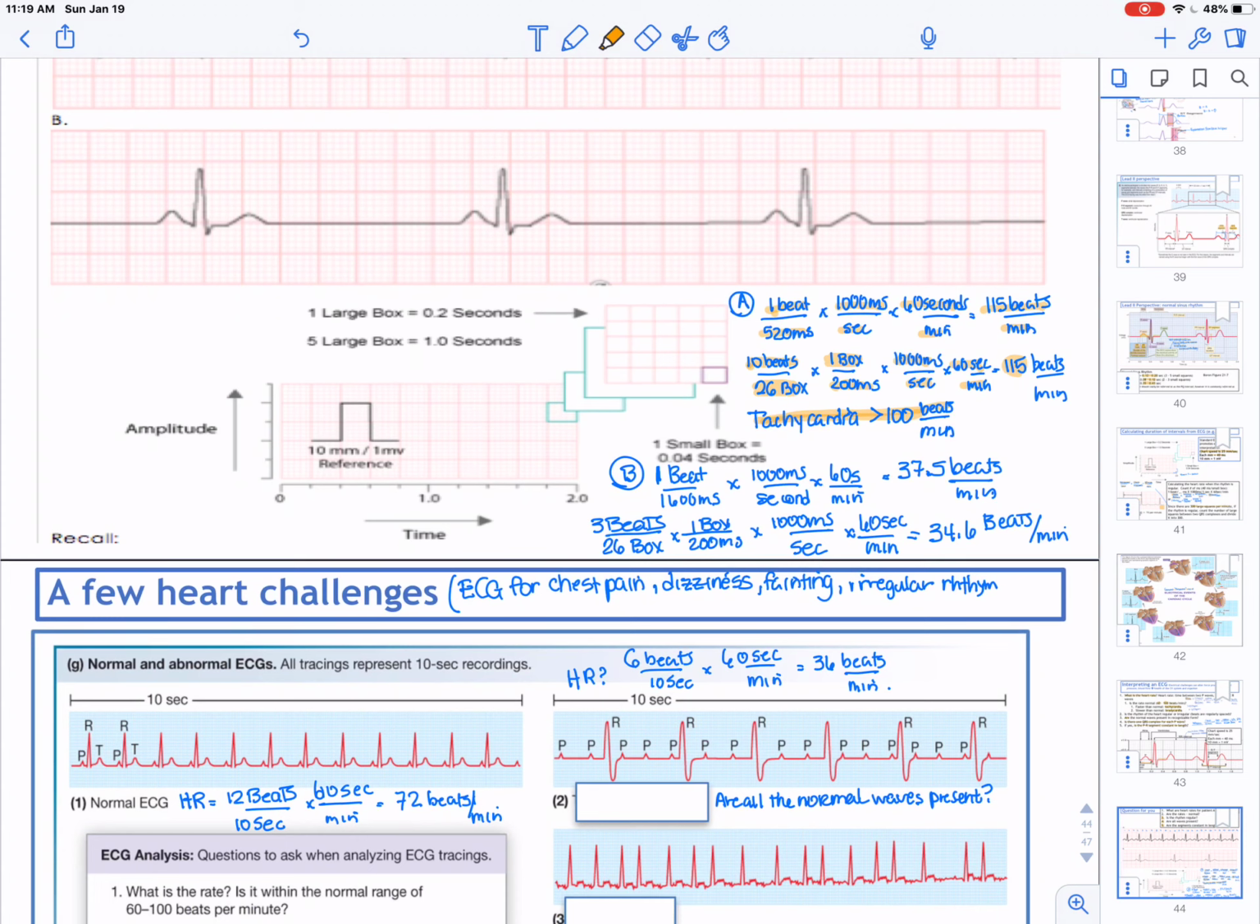And then if we look at patient B, we have 1 beat per 1600 milliseconds. We do our dimensional analysis, 1,000 milliseconds per second and 60 seconds per minute, gives us 37 beats per minute. Okay, if we round up, 38. And then if we do the beats per box, looking at the longer trace averaging, we have 3 beats per 26 boxes, and 1 box is equal to 200 milliseconds, 1,000 milliseconds per second, 60 seconds per minute, and we're getting 35 beats per minute.